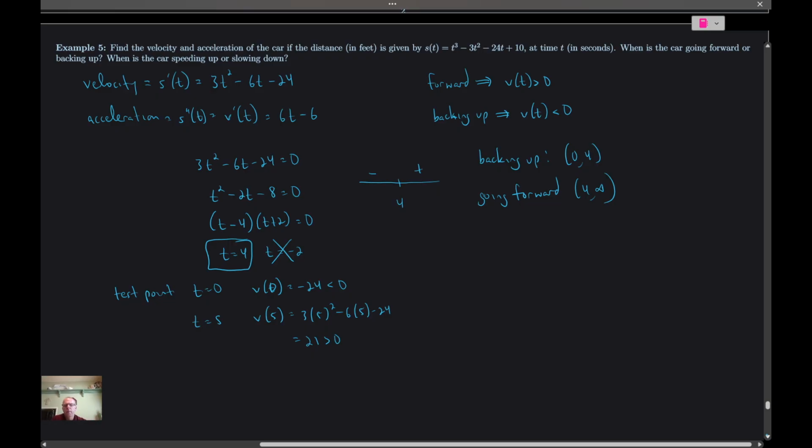So the car is speeding up when v and a, so velocity and acceleration, have the same sign. So either they're both positive or they're both negative, because if you're going backwards, velocity is negative, and if acceleration is negative, that means it's going faster in that negative direction. Then slowing down means that v and a have opposite signs.